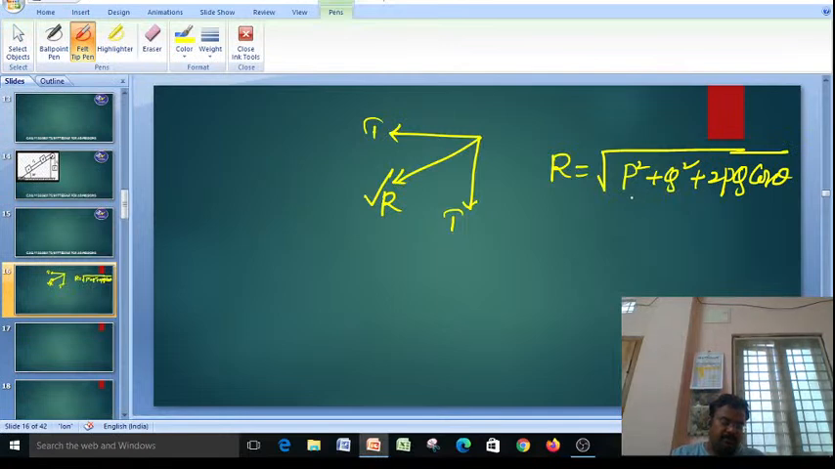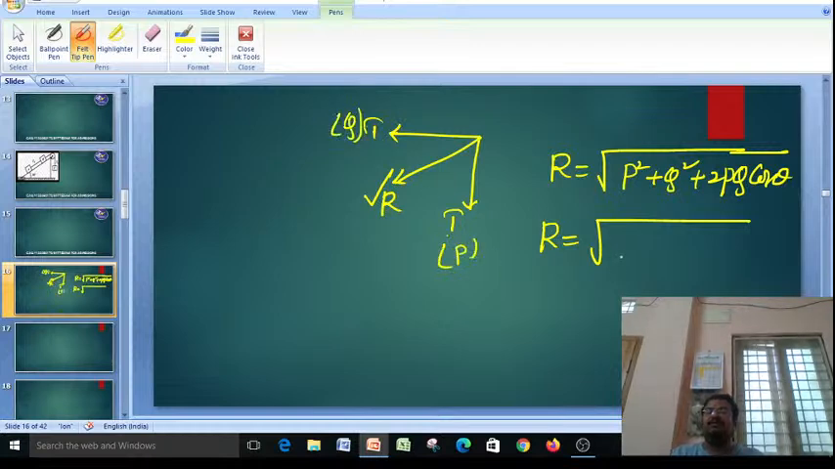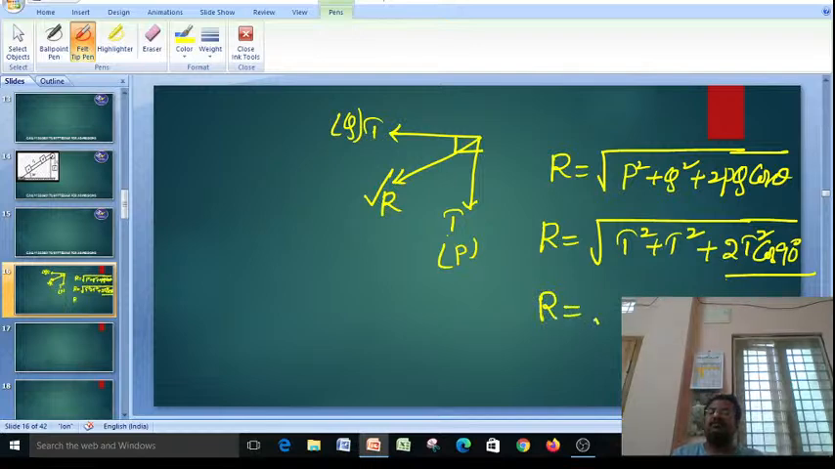This is the formula you know now in the vector. So R is equal to the square root of, this is the P vector, this is the Q vector. So this is tension T square plus tension T square plus 2 into T square cos 90 degrees, because both are acting perpendicular to each other. Cos 90 degrees is entirely 0. So R is equal to 2 T square. You have to take T outside. Then root 2 into T you will get.